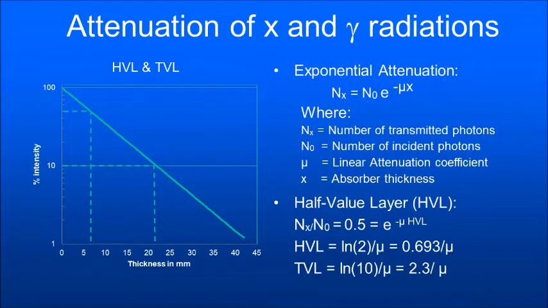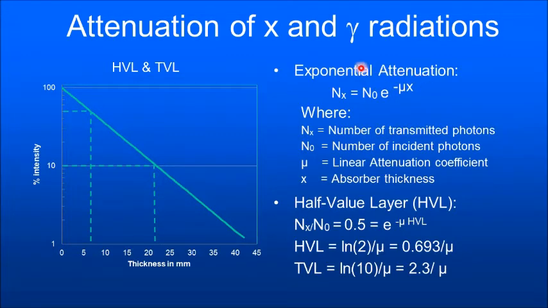I would like to talk about attenuation of X and gamma rays again in this lecture because this is a very important concept for radiation shielding and protection. The graph is slightly different from the graph that we saw in the previous lecture, in the sense that it is not plotted on a linear scale, rather it is plotted on a semi-log scale. That is, the y-axis, the intensity, is in logarithmic scale. The x-axis, the thickness of the barrier, is in linear scale.